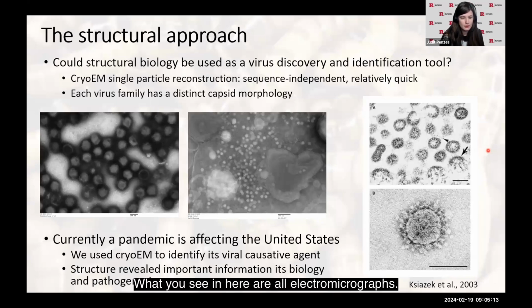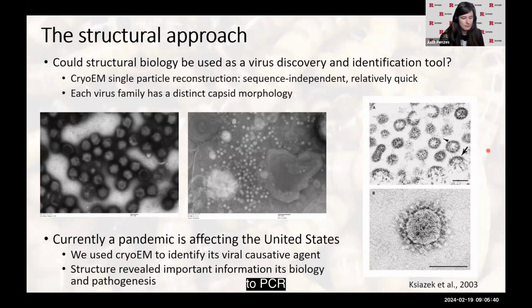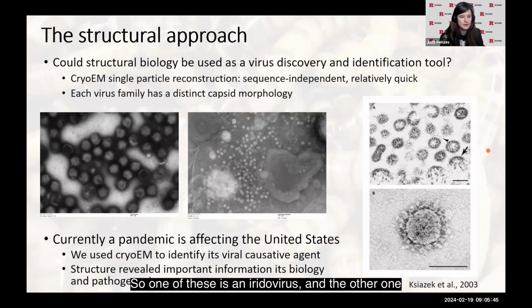What you see here are all electron micrographs. Two of these were taken with negative staining electron microscopy, and one of them by thin sectioning transmission electron microscopy. The first two both come from my six-legged patients. They were common house crickets, and they both were identified because we could not get anywhere by simply trying to PCR commonly occurring cricket pathogens. So one of these is an iridovirus, and the other one is a densovirus.